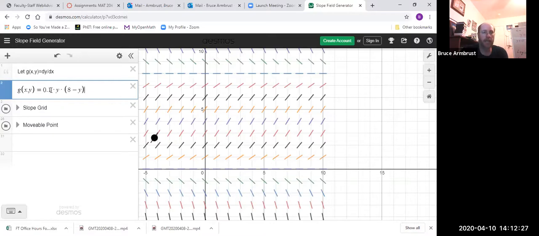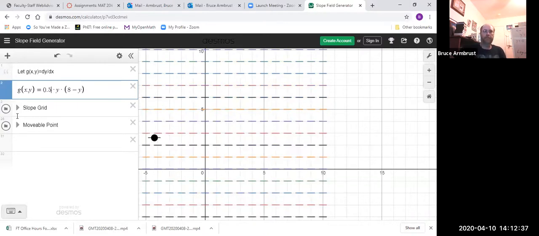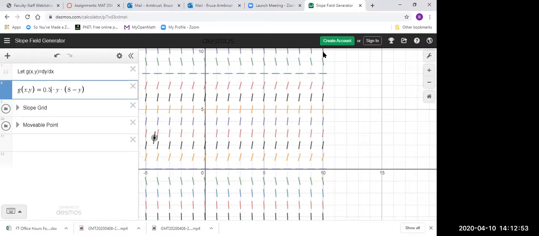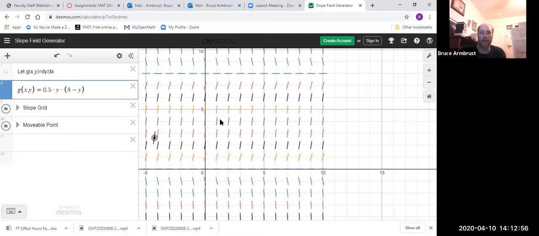If I change my K, so we were at 0.1, let's make it 0.5. And notice what happens here. Wait for it. There's 0.5. So what do you notice? What's the difference here? It grows faster. Yeah, now this is a faster rate. Look at how steep these are compared to what they were before when it was 0.1. So let me make it smaller than we saw before. Let's make it 0.05.